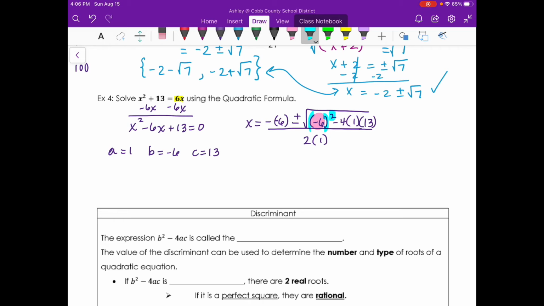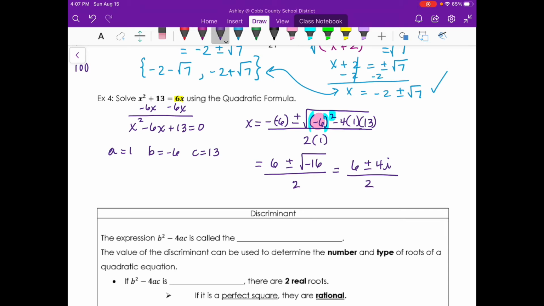When we evaluate -6 squared minus 4 times 1 times 13, we get -16. So that gives us 6 plus or minus square root of -16 over 2. Now, we learned earlier in this unit that if we have the square root of a negative number, we can represent that using i, the imaginary unit. And so we're going to simplify the square root of -16 as 4i. So now I have 6 plus or minus 4i over 2.